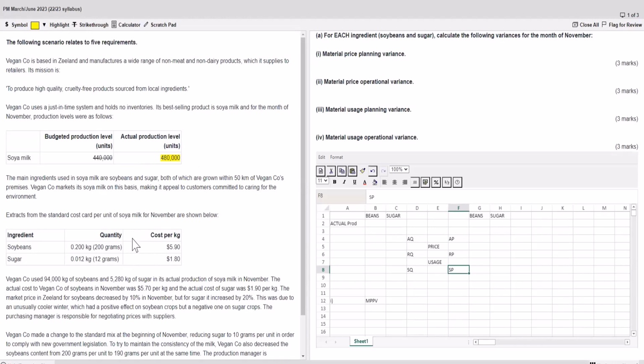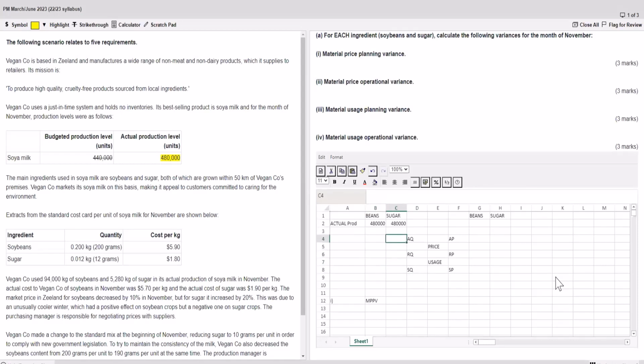Now, the standard costs obviously need to be adjusted. The standard quantities need to be found by multiplying by the number of units. So the actual production is 480,000 of soya milk. So we need to find the actual quantity used for sugar, and then we need to find the standard quantity that should have been used for sugar and beans. Is everybody happy with that?